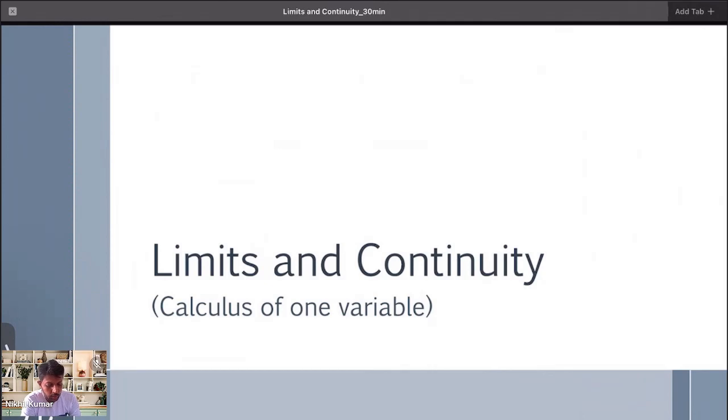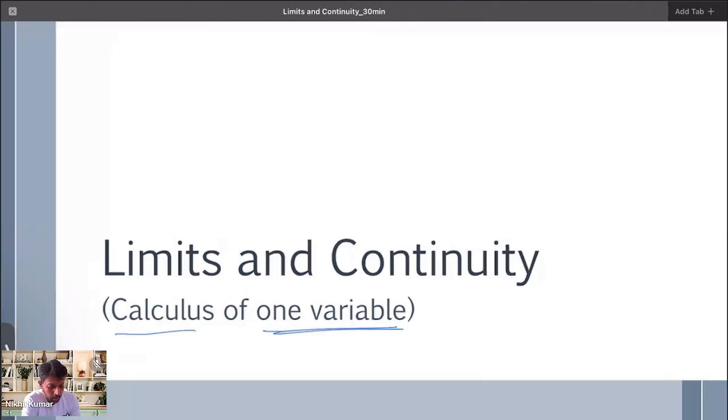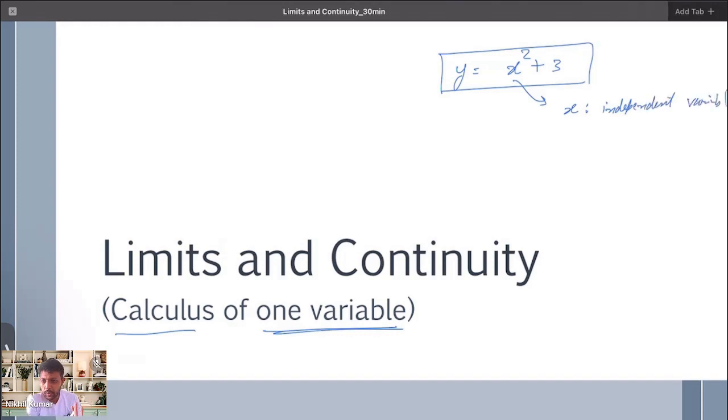So we are going to stick to calculus of one variable alone. What do we mean by calculus of one variable? That means all the functions that we are going to consider will have only one independent variable. Just to give you an example, let's say I have something like y equal to x square plus 3. In this function, there is one independent variable, x. So these are the kind of functions we're going to stick to.